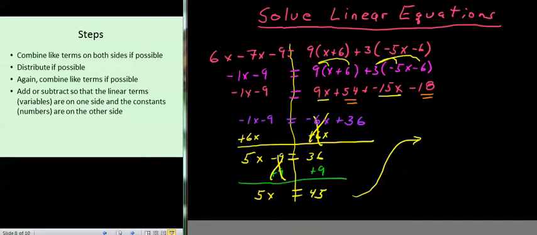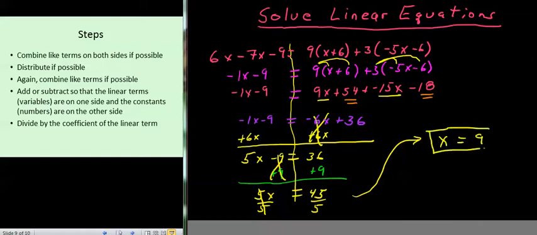And the last step, divide by the coefficient of the linear term. So I divide both sides by 5. The coefficient, that's the number in front of the variable, I divide by 5, and 45 divided by 5 gives me x equals 9. And I'm done. That's all there is to it.